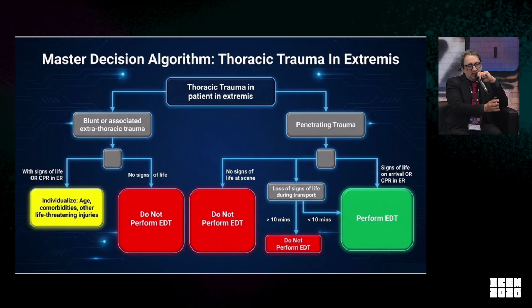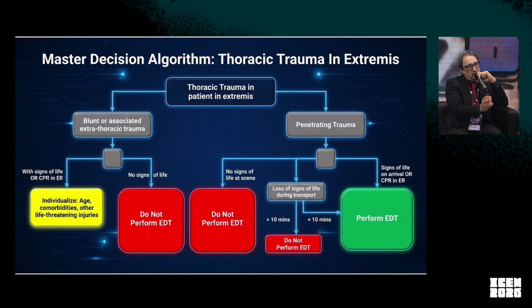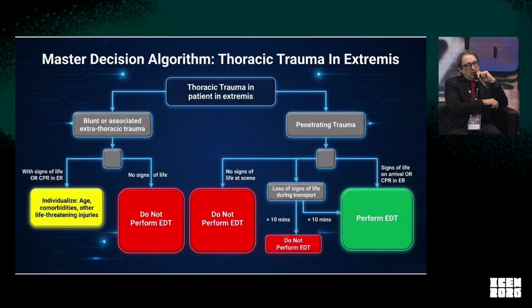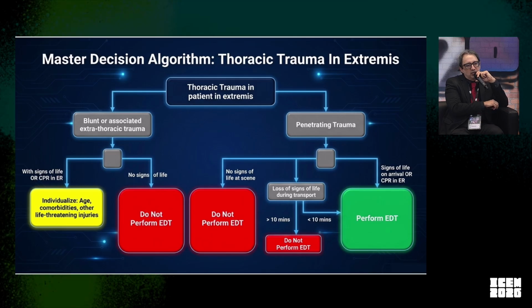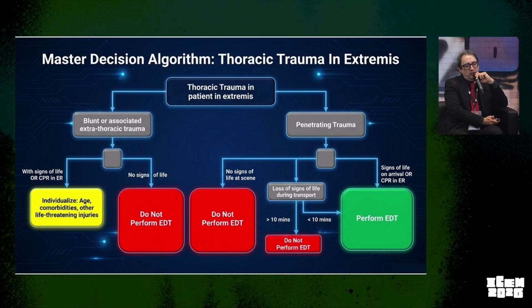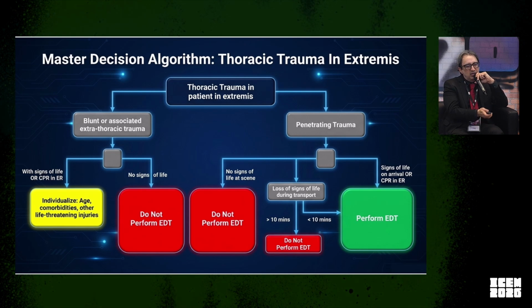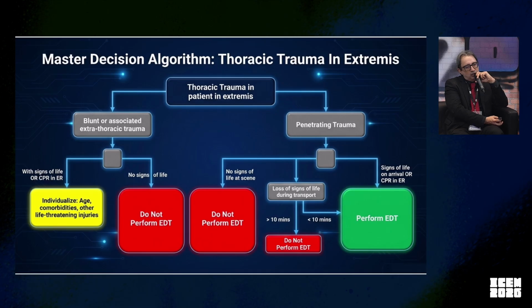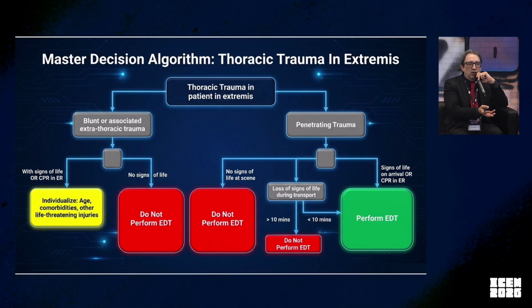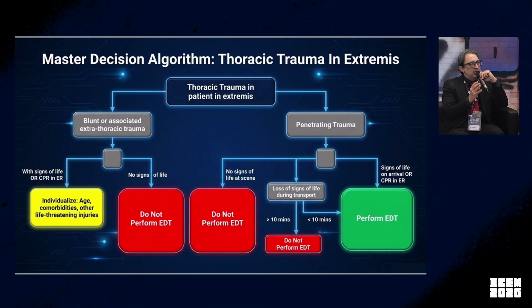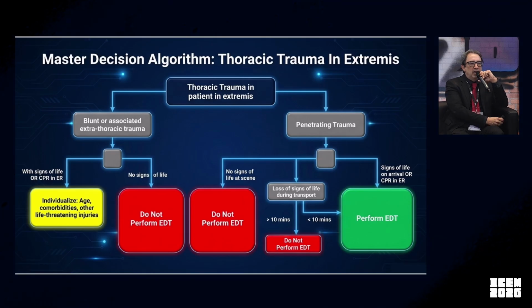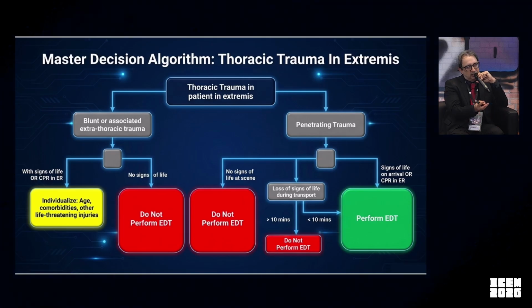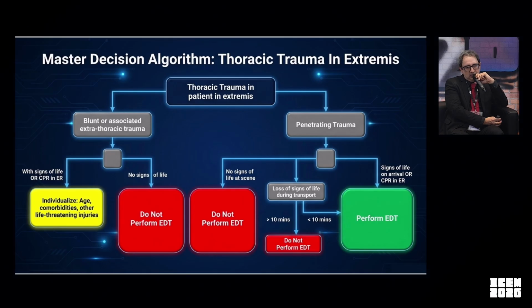To finalize, this is a kind of algorithm to decide at what point you should perform your procedure. So for blunt association of extrathoracic trauma, if you have patients with signs of life, CPR or CPR in the ER, you should individualize according to age, comorbidities, and the other associated injuries. And if you don't have signs of life, the best choice is not to perform the intrathoracic intervention.